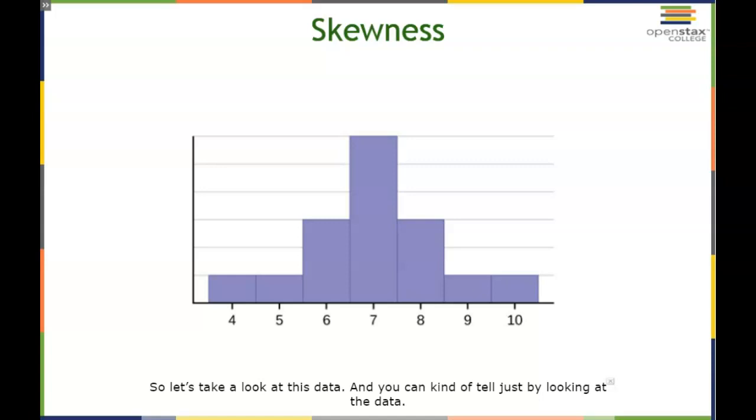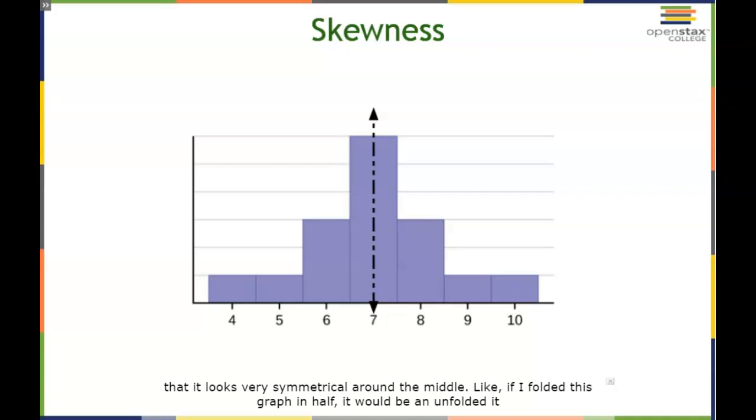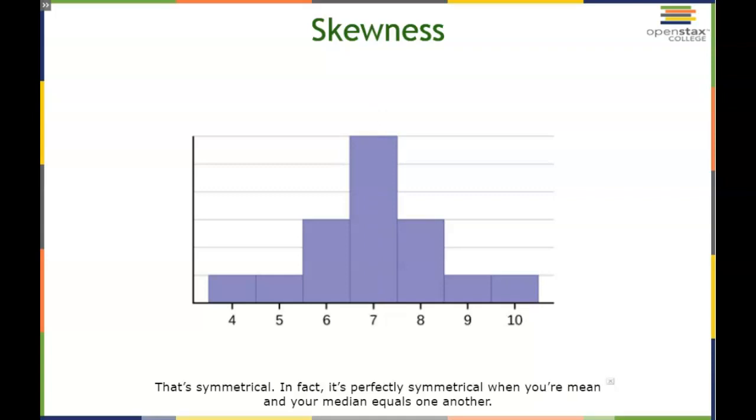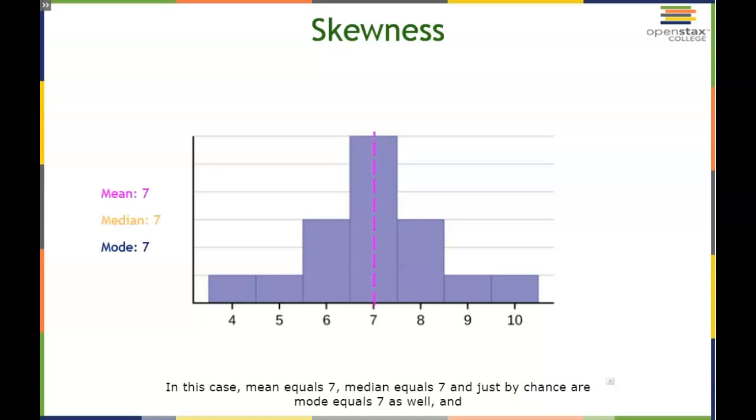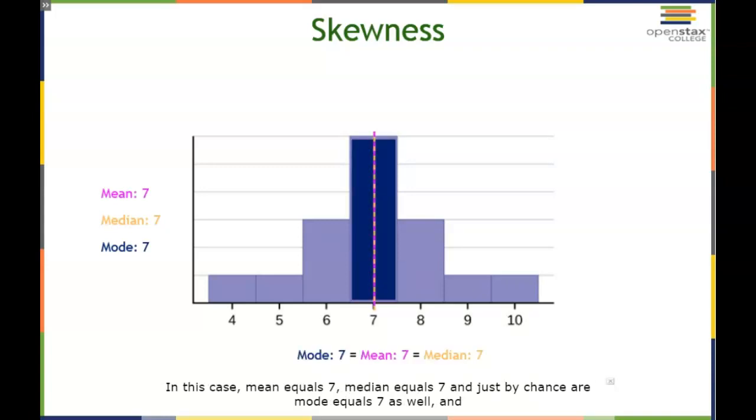You can tell just by looking at the data that it looks very symmetrical around the middle. If I folded this graph in half and unfolded it around that middle part, the image would look mirrored. That's symmetrical. In fact, it's perfectly symmetrical when your mean and your median equal one another. In this case, mean equals 7, median equals 7, and just by chance, our mode equals 7 as well, and therefore this data is symmetrical.